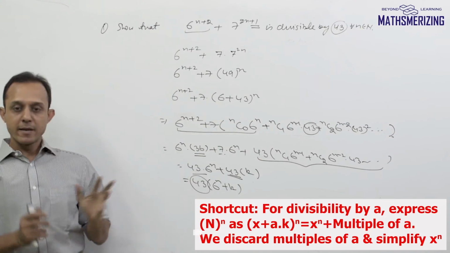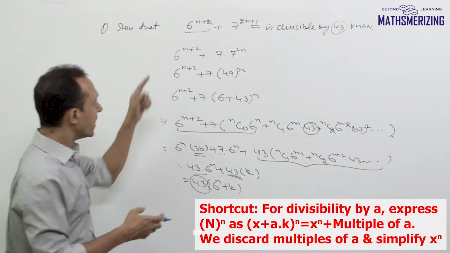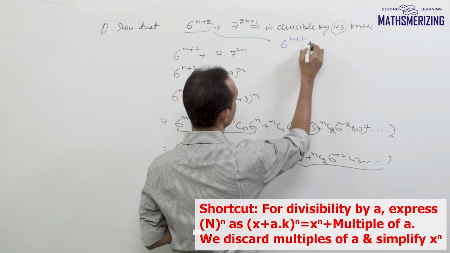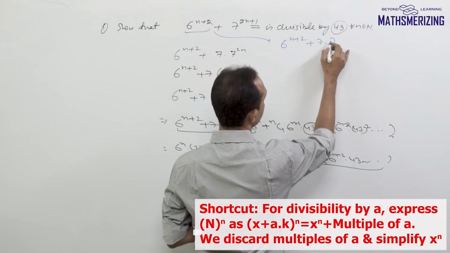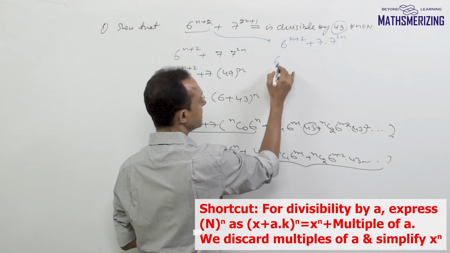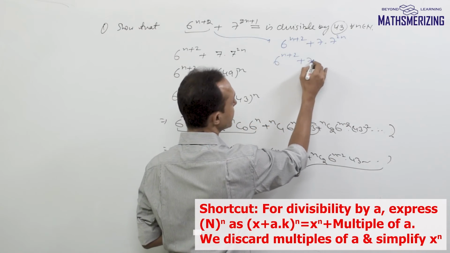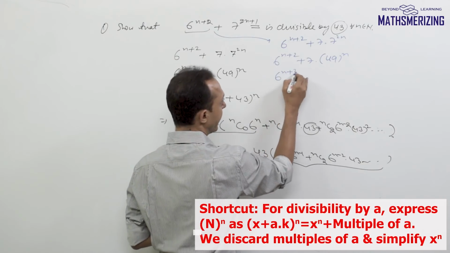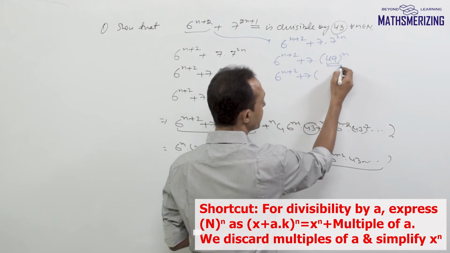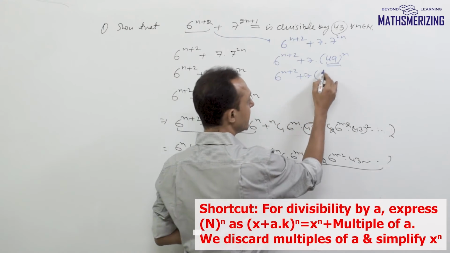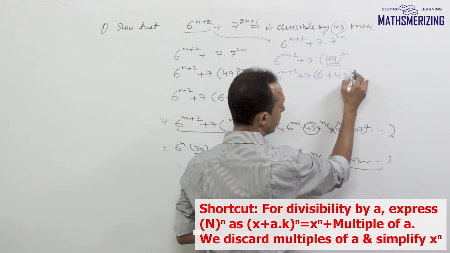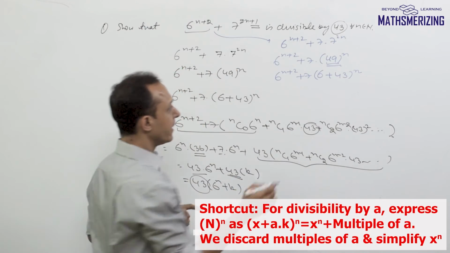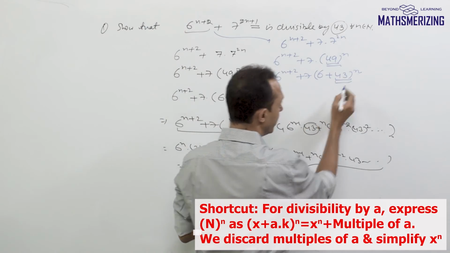Now for these problems, there is a direct shortcut also. So the other way of doing it can be, I'm going to write it as 6^(n+2) and then 7 into 7^(2n). So it will be 6^(n+2) and 7. And here I'll write 49^n, 6^(n+2) and 7. So I need to express this 49 in terms of 43. So I'll write (6 + 43)^n. Now, if I have to divide it by 43, then all of the terms will be a multiple of 43.